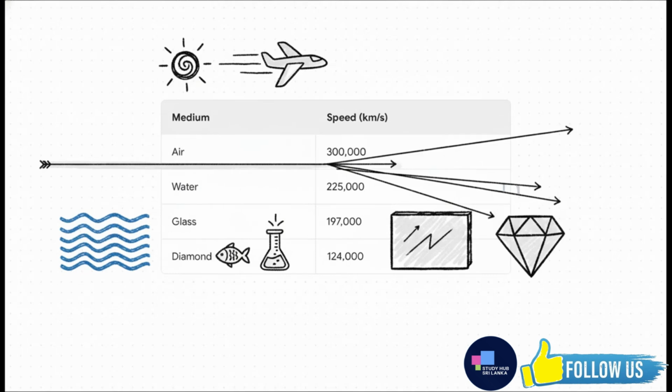And have a look at this table. It's amazing. It really shows you how much the speed changes. In air, light is traveling at an incredible 300,000 kilometers every second. But look, in water, it slows down to 225,000. In glass, it's even slower, and in a diamond, it's less than half its speed in air. This change in speed is the whole reason refraction happens.